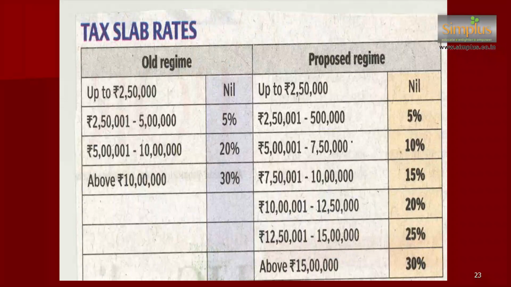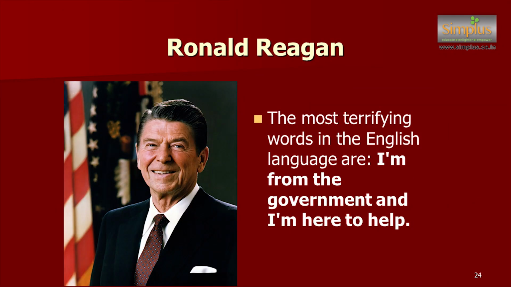So here is the slide showing 2 systems of taxation, one the old and one the simplified version. Even at first glance it does not look simpler. Okay, 7 slabs instead of the old 4 slabs. And Ronald Reagan said this: the most terrifying words in the English language are, I am from the government and I am here to help.